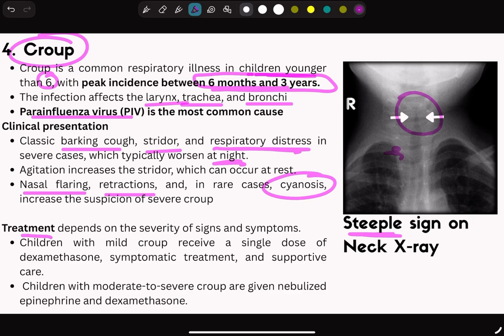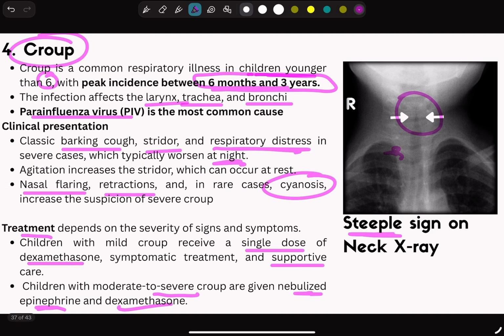Treatment will basically depend on the severity. So if it's mild, like they're just having the barking cough and the stridor just when they get agitated, they're not really in distress, then we just give them a single dose of dexamethasone. And then supportive care like hydration, etc. However, if they are in severe respiratory distress, then we should give them nebulized epinephrine and dexamethasone as well. And then they improve very nicely.